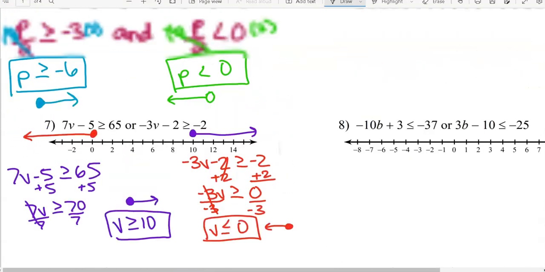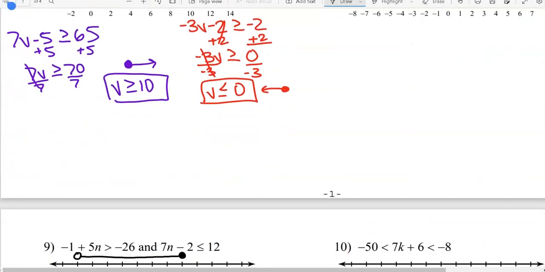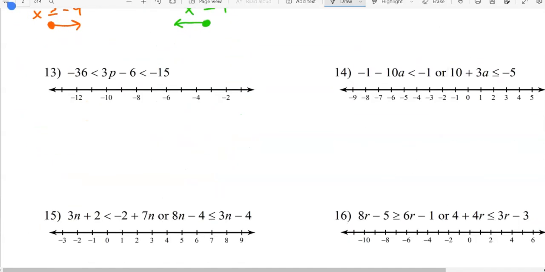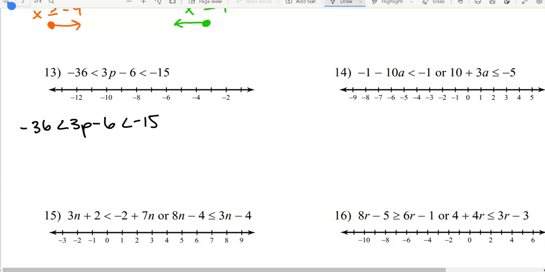So what happened up here is I split it up into two different equations. We don't have to do that. If this is going to confuse you, ignore me for a second. But people like to have options, so I'm going to give you options. I have negative 36 less than 3p minus 6 less than negative 15. So I need to add 6, right? We're trying to get the p in the middle by itself. But see how I have a number on both sides? So when I add 6, I'm going to add it to both sides.